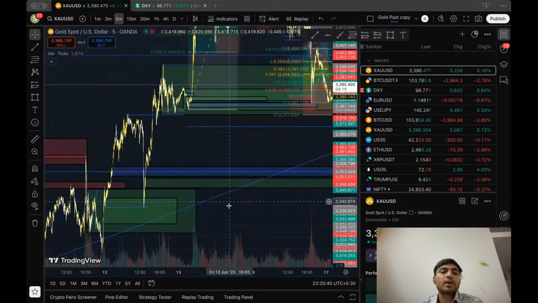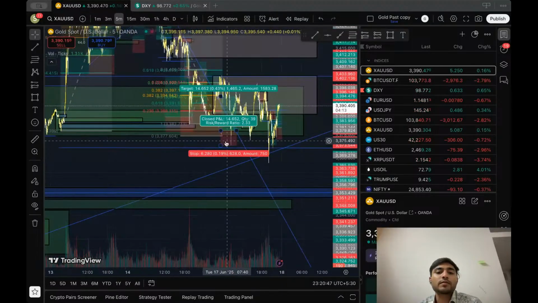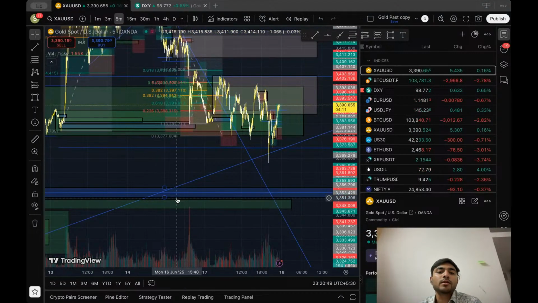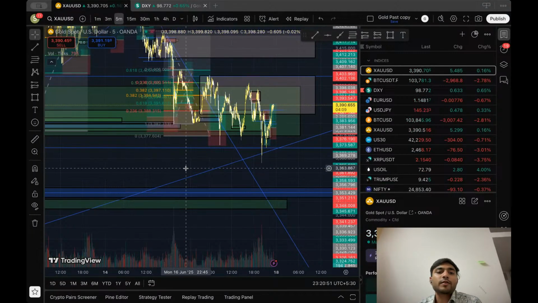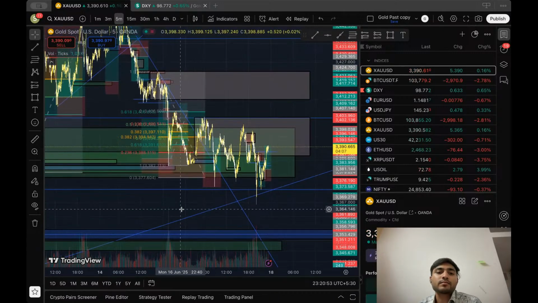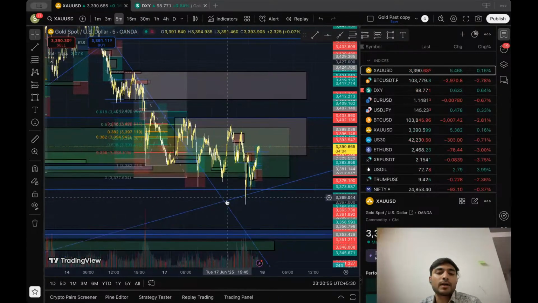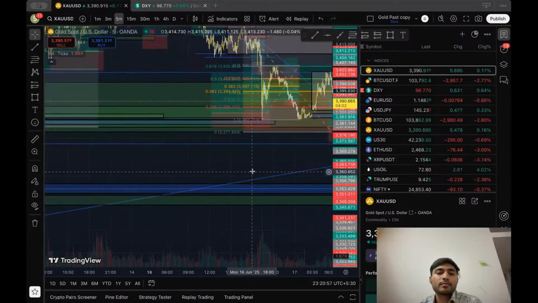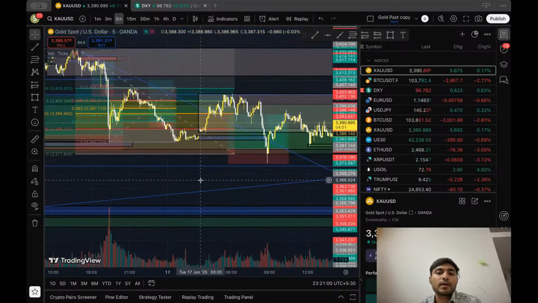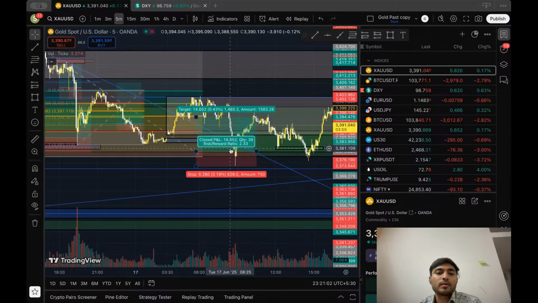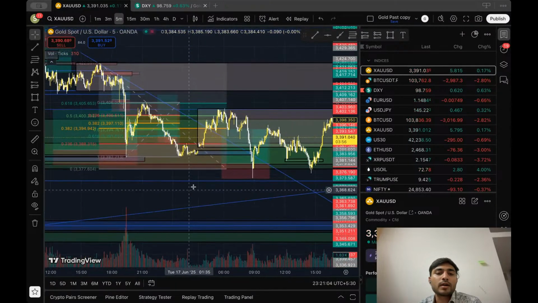That could have happened today only if this wasn't 50%. Let's see how much 50% reaction we can have. On the trend line, what do we have? This is a trend line here.